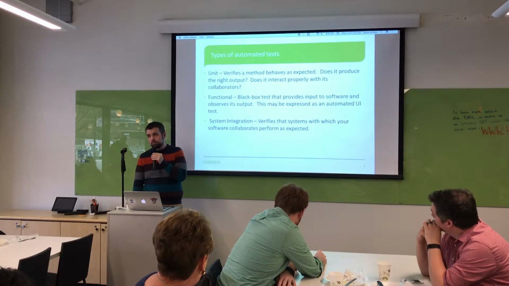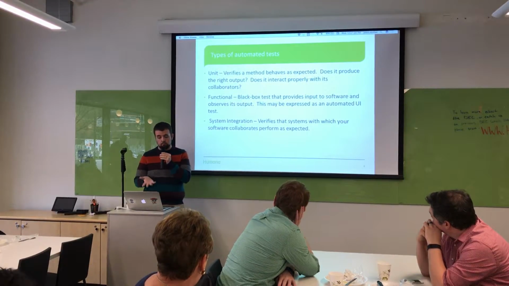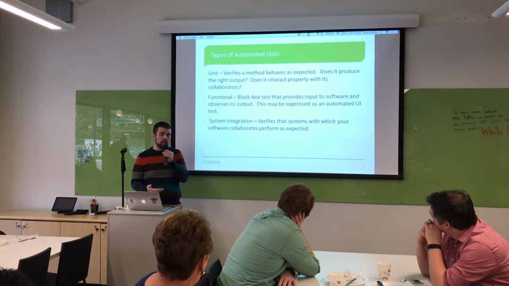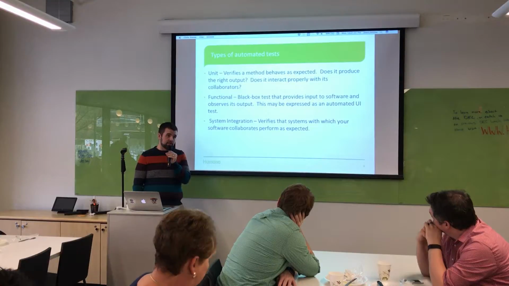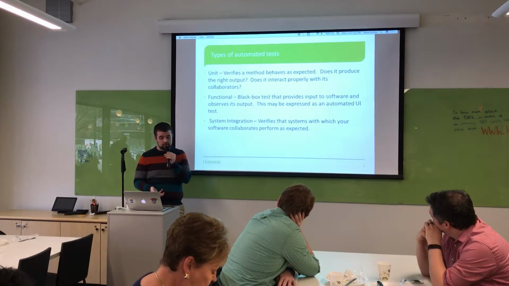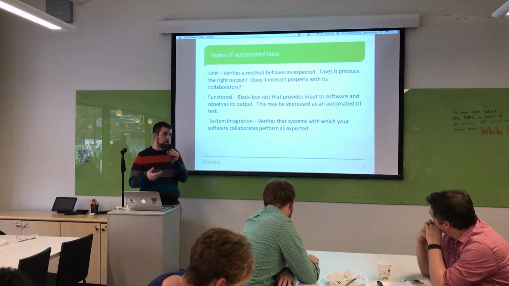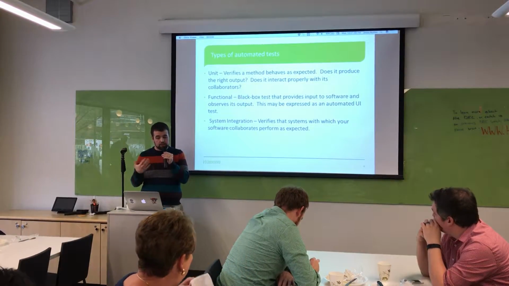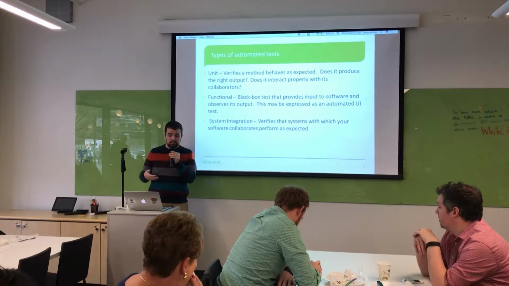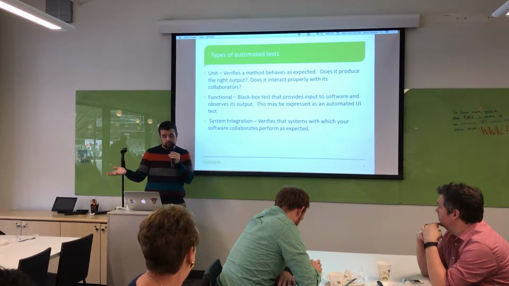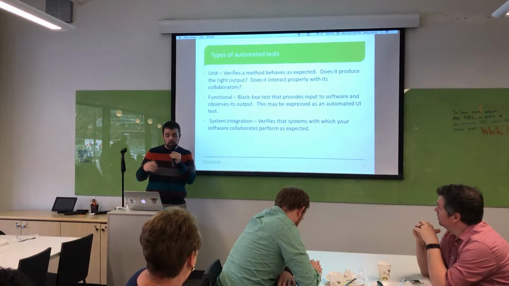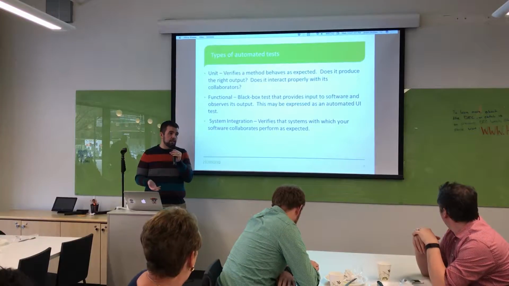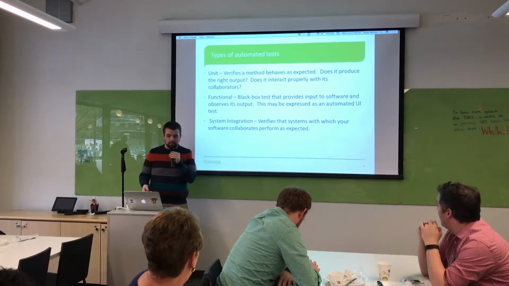So what types of automated tests are there? The most common one we talk about is unit testing. It's really kind of the black box test. It verifies it behaves as expected. Does it have the right output? Its collaborators, does it work with them appropriately? Functional, this is a test where I'm providing input and observing the output. Typically it's automated UI tests, that's the best way to put it.